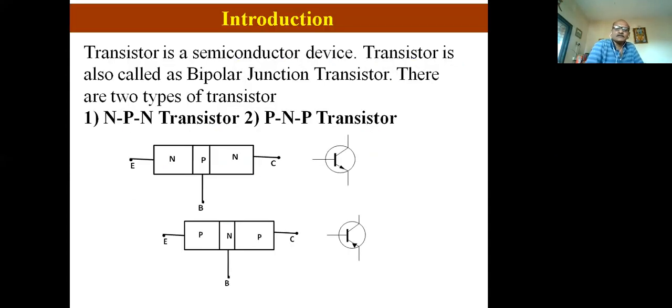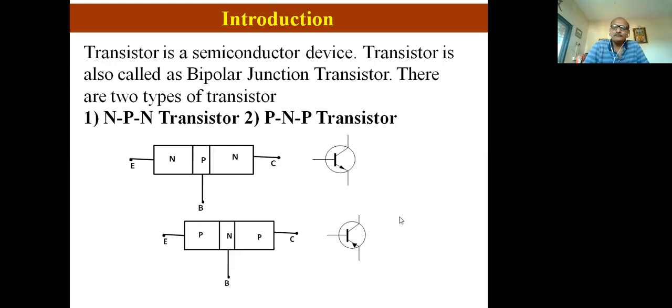Now, an introduction. In B.Sc part first and in the 11th standard, we have seen a transistor. But now we have to see the next: what is a transistor amplifier? In B.Sc part first, we have seen the configuration and construction of a transistor, that means the structure of a transistor, its application, its configuration, its working.